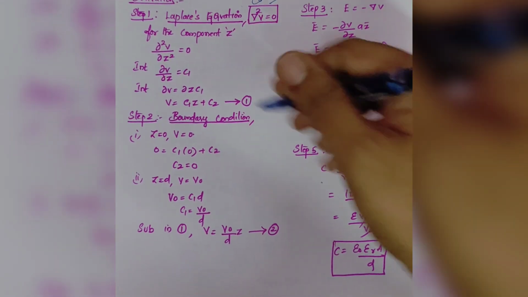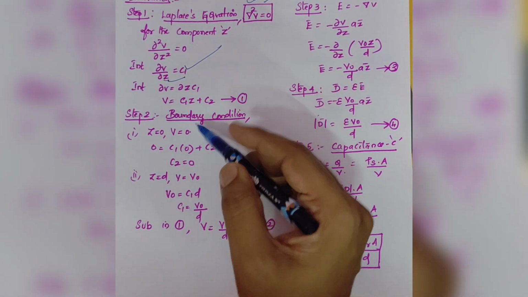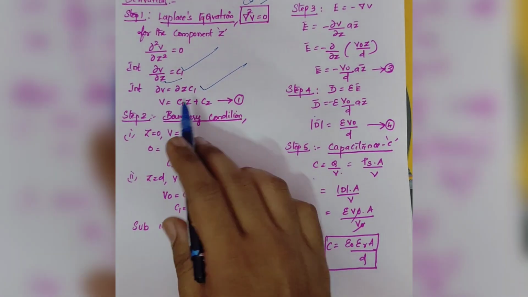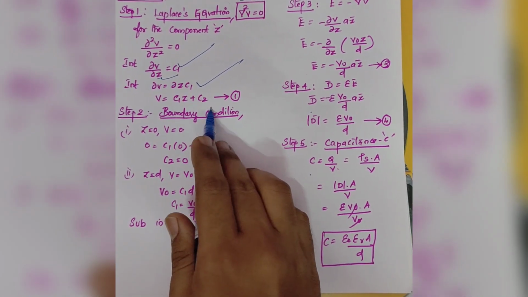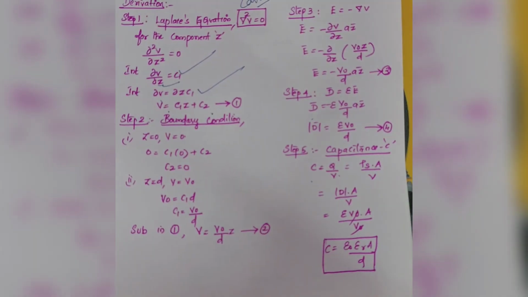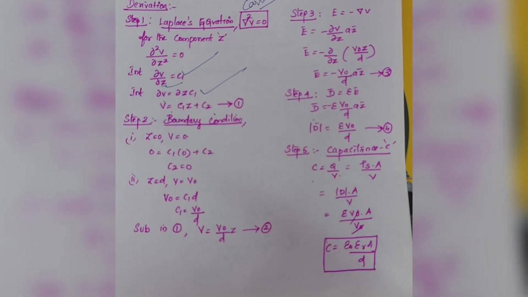Integrate: dou V by dou z equal to c1. Again integrate, take dz to this side, dV is equal to c1 dz. Now integration of dz becomes z, c1 as it is, plus second constant c2, and integral of dV becomes V. When you do integration for the first term, you will get c1. When you do integration for the second term, you will get c2.